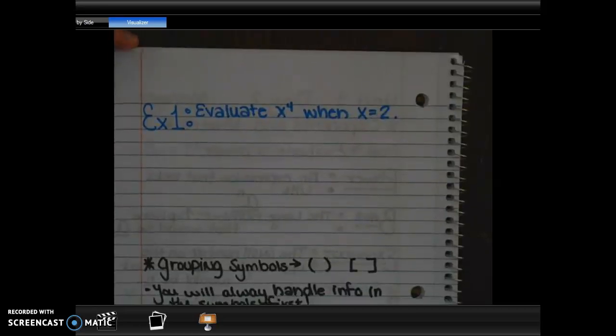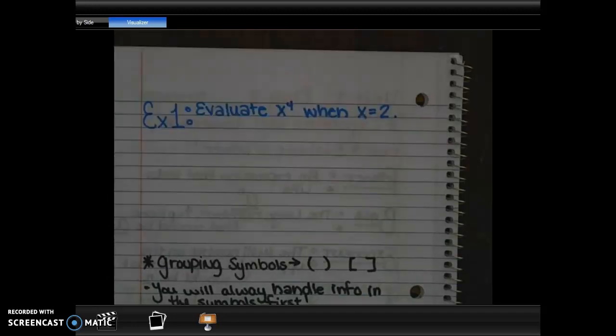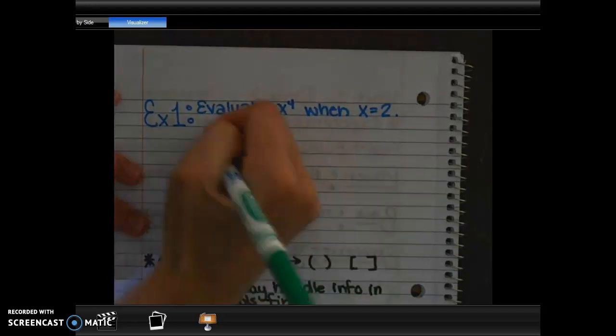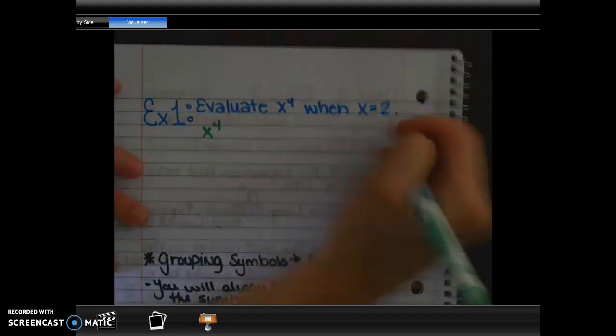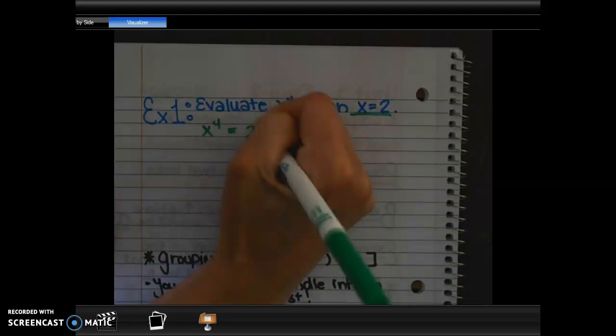Let's practice evaluating a simple one here. So they want us to evaluate x to the 4th when x equals 2. Now remember, we talked about evaluating last time, and evaluating means you just take whatever number they're giving you for that variable. For this one, they're giving us 2 to substitute in for x, and you plug it in to the expression. So we have x to the 4th. We're going to substitute 2 in. So now we have 2 to the 4th.